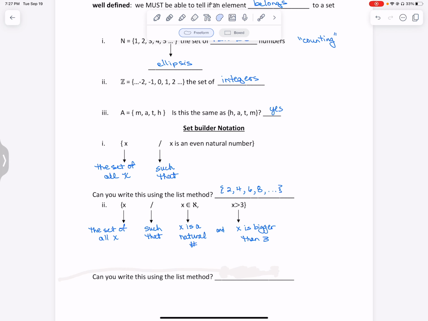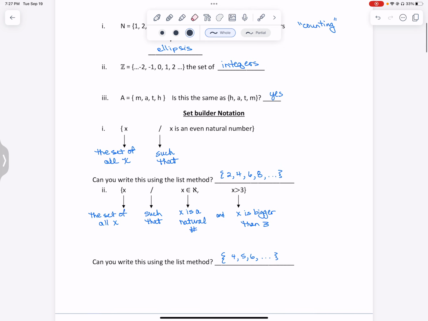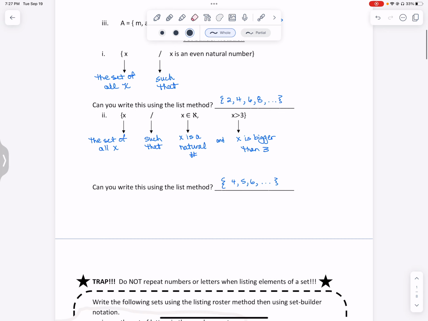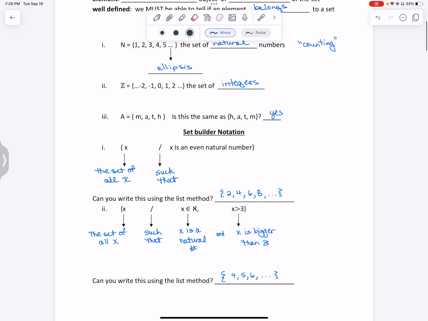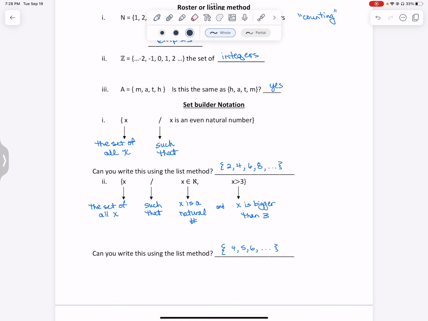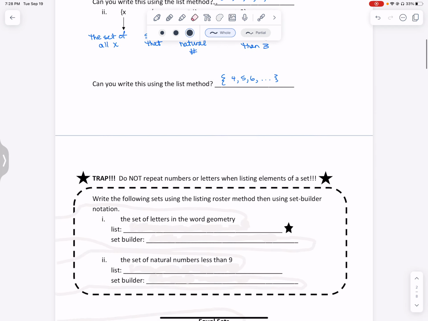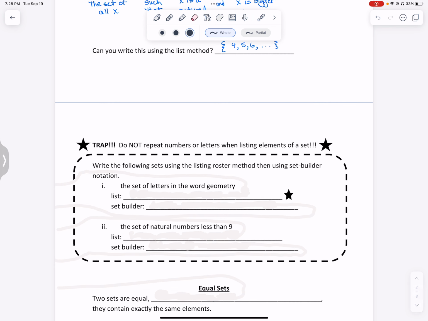We'd start with 4, right? So it's going to be 4, 5, 6, 7. We keep going. Notice I put those little brackets at the end to show that it's a set. Okay, so you will be doing this. I will give you a set that's written as a list, and you'll have to write it in set builder notation. I'll give you set builder notation, and you have to write it in listing numbers. Okay, so the trap is you're not going to repeat any numbers or letters when you're listing them.